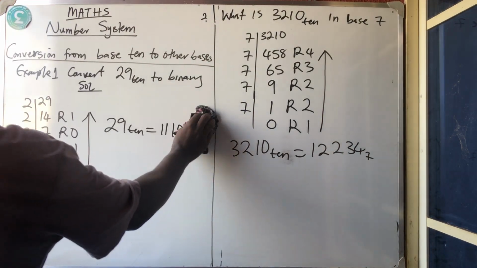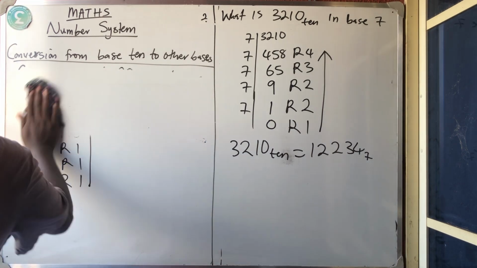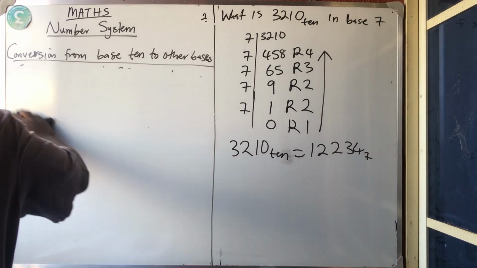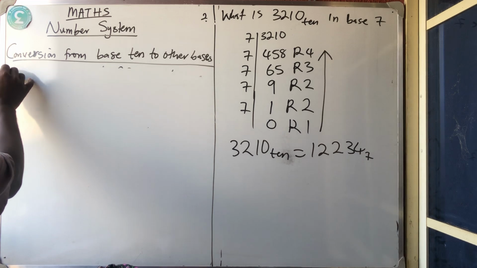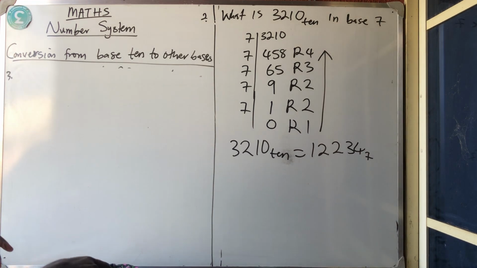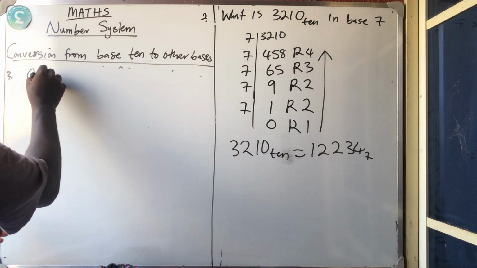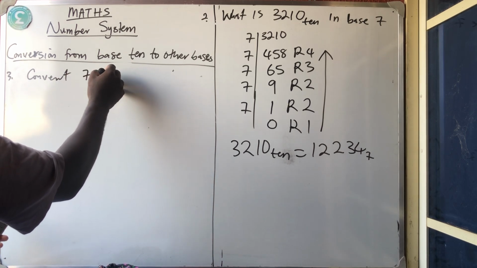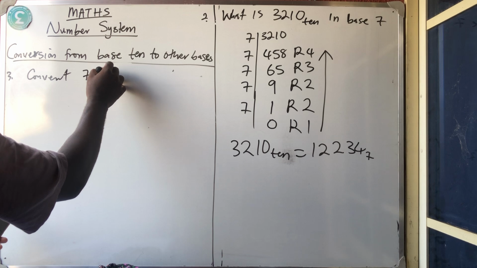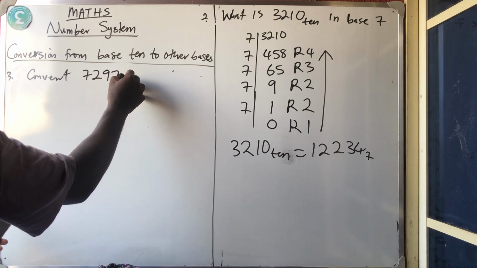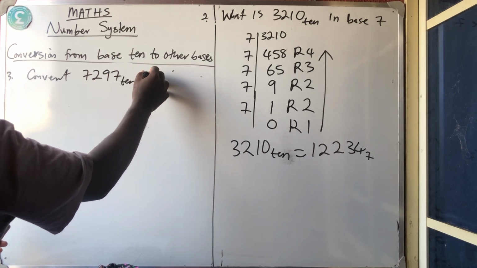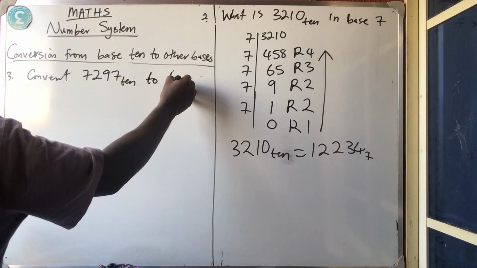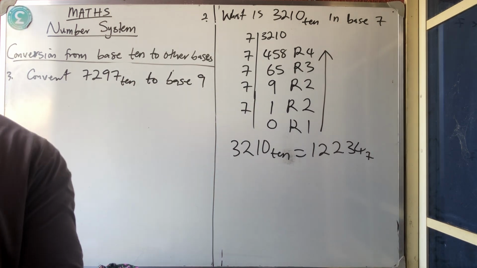So let's solve the last question. Then we continue to the next subtopic. So example number 3 here. I'll just solve just 3 examples. Example number 3 here said convert 7297 base 10 to base 9. Okay, let's get it in base 9.